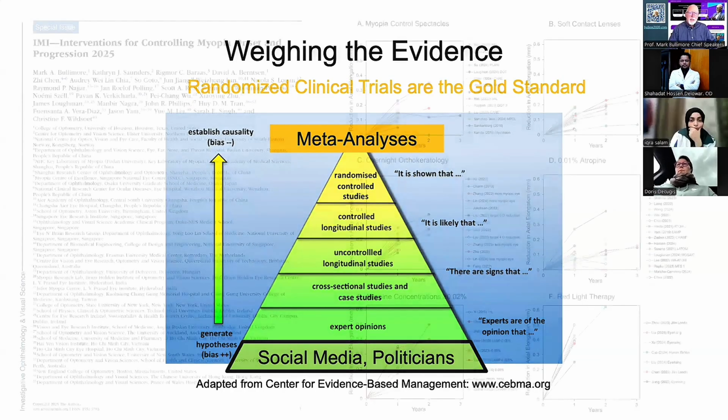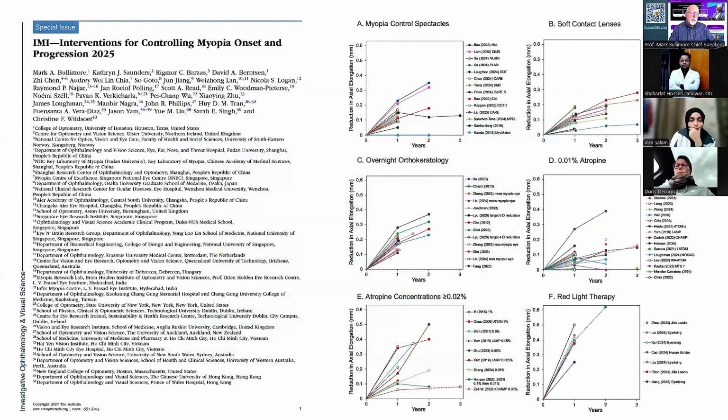So in terms of different interventions, we've just published this International Myopia Institute report on interventions for controlling myopia onset and progression. And the figure on the right is the big take-home message, where we compare the efficacy of a range of different interventions, be they spectacles, lenses, drugs, and red light therapy. And we also compare the efficacy within those categories. And I'll drill down a little bit on some of these, but I do recommend you take a look at that paper.